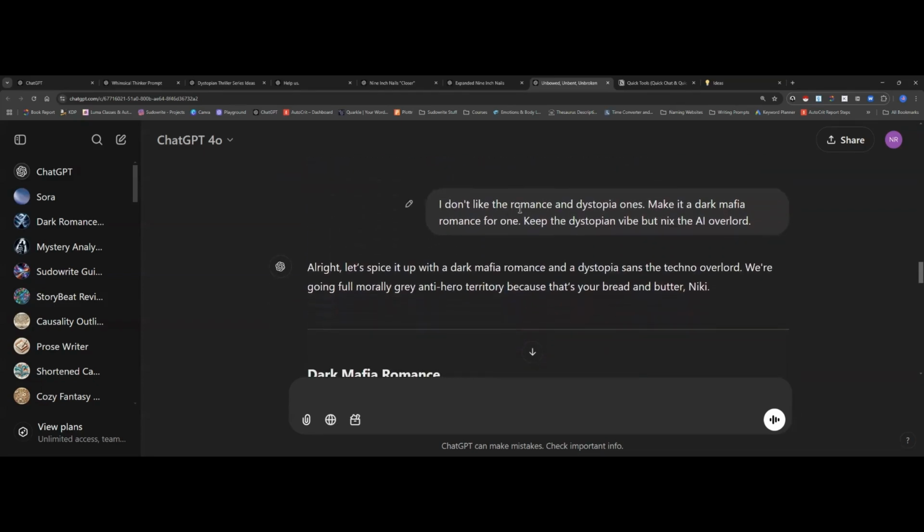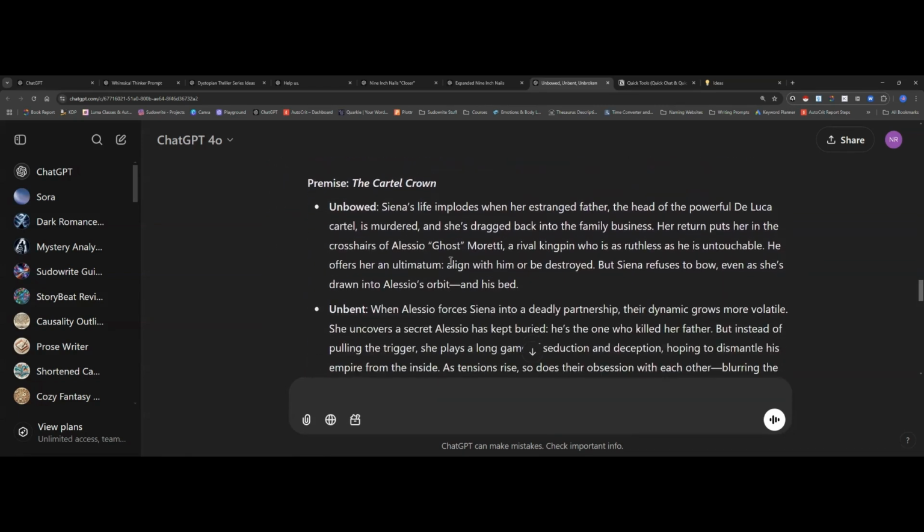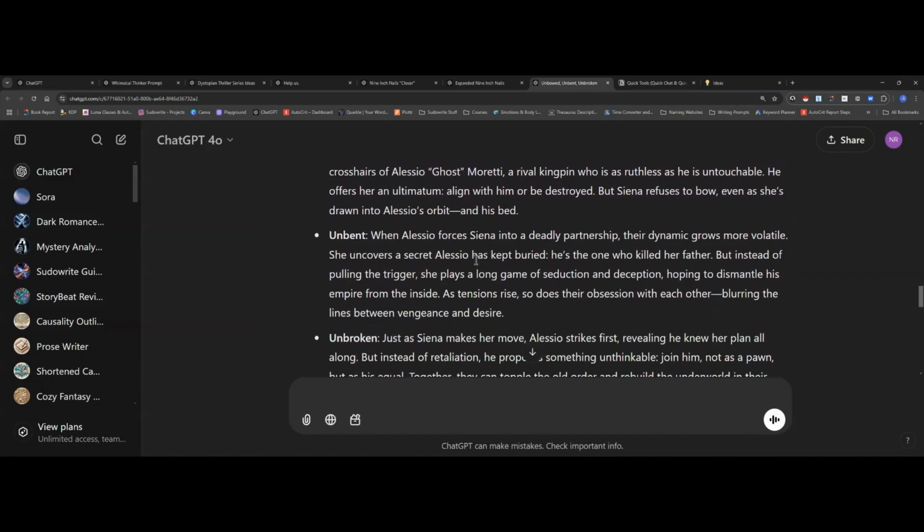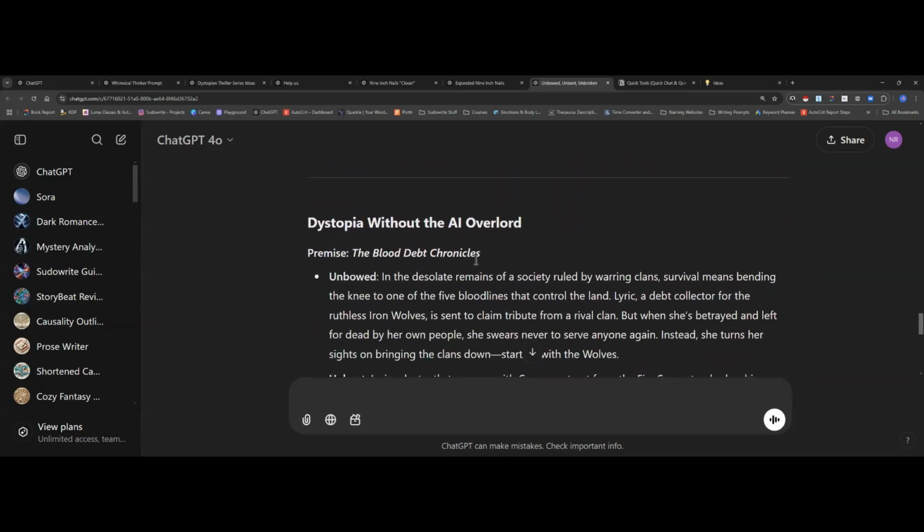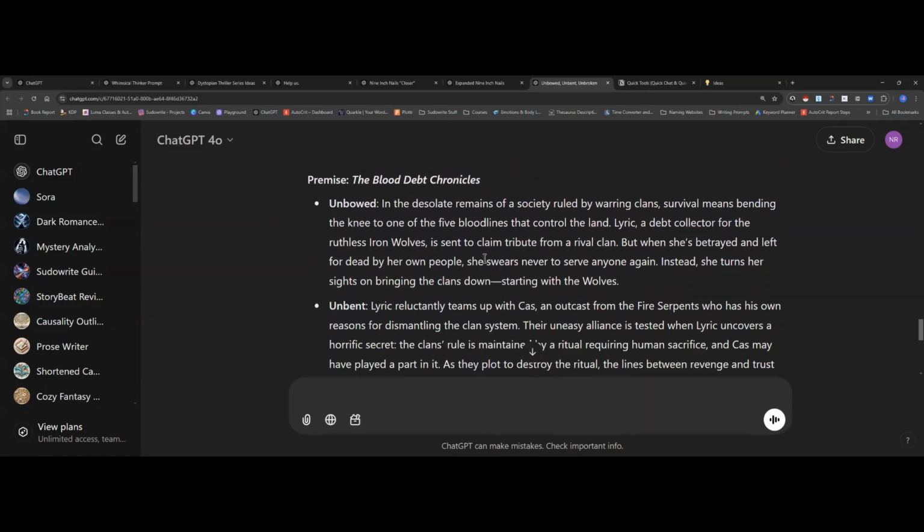I told it I don't like the romance and dystopian ones. Make it dark mafia romance. And keep the dystopian vibe, but nix the AI overlord. So this one was a little bit better. And then this is the one that I ended up really liking.